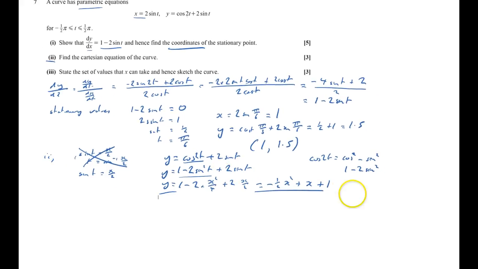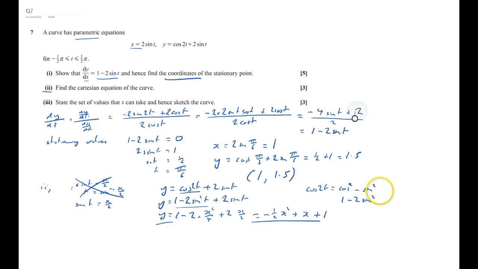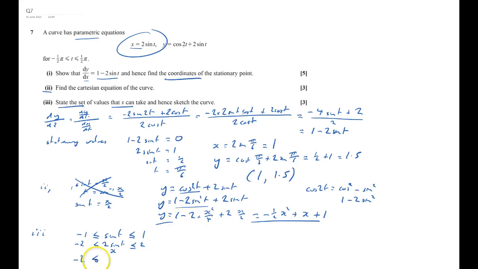I've narrowed a bit. Part 3: state the set of values that x can take. Well, we know that x is 2 sine t, and we know that minus 1 is less than or equal to sine t, which is less than or equal to 1. So if I double that, minus 2 is less than or equal to 2 sine t, which is less than or equal to 2, and that's x. Therefore minus 2 must be less than or equal to x, which is less than or equal to 2.